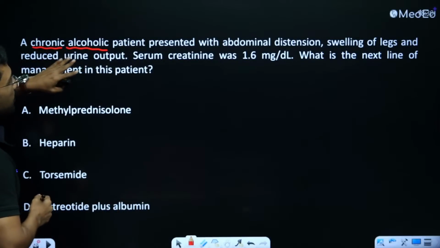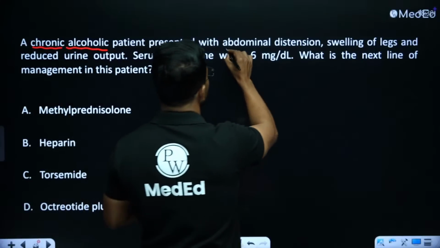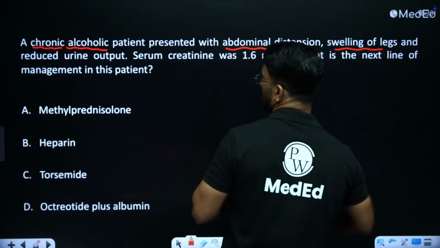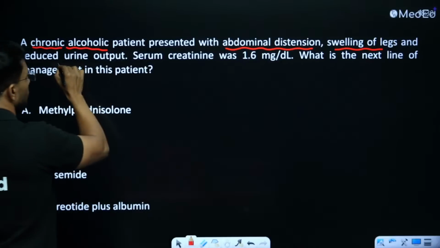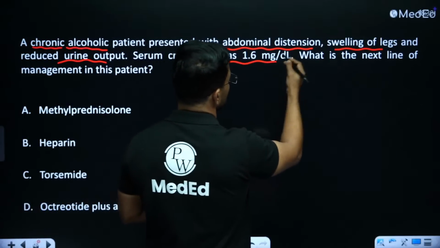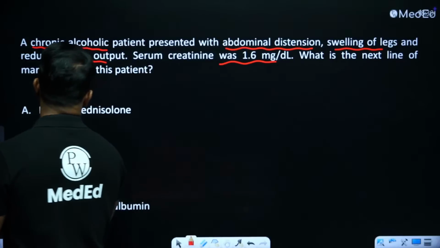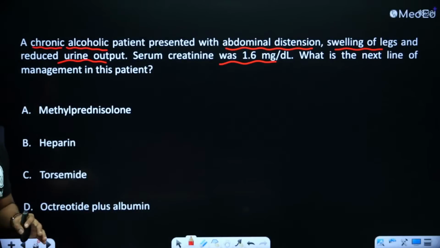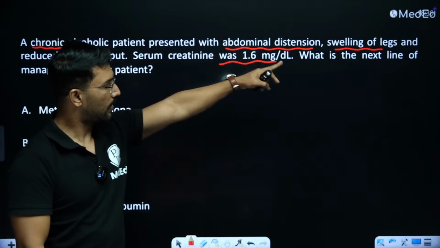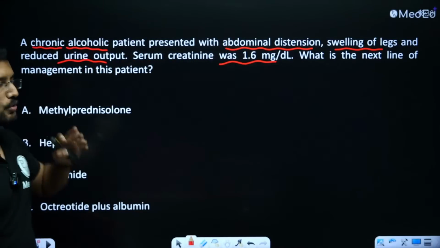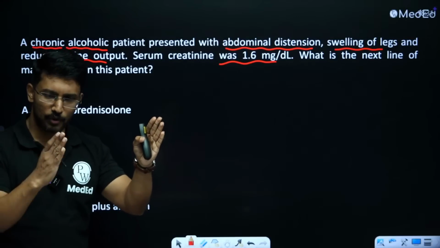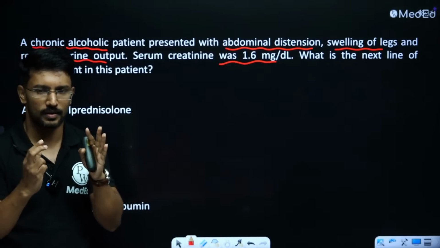So, chronic alcoholic patient presented with abdominal distension, swelling of legs and reduced urine output. His creatinine was 1.6 milligrams per deciliter. What is the next line of management in this patient? So what do you think is the diagnosis here? Chronic alcoholic. He has abdominal distension, swelling of the legs and reduced urine output. Any question which talks about alcoholic, abdominal distension and swelling of the legs, what's your diagnosis?